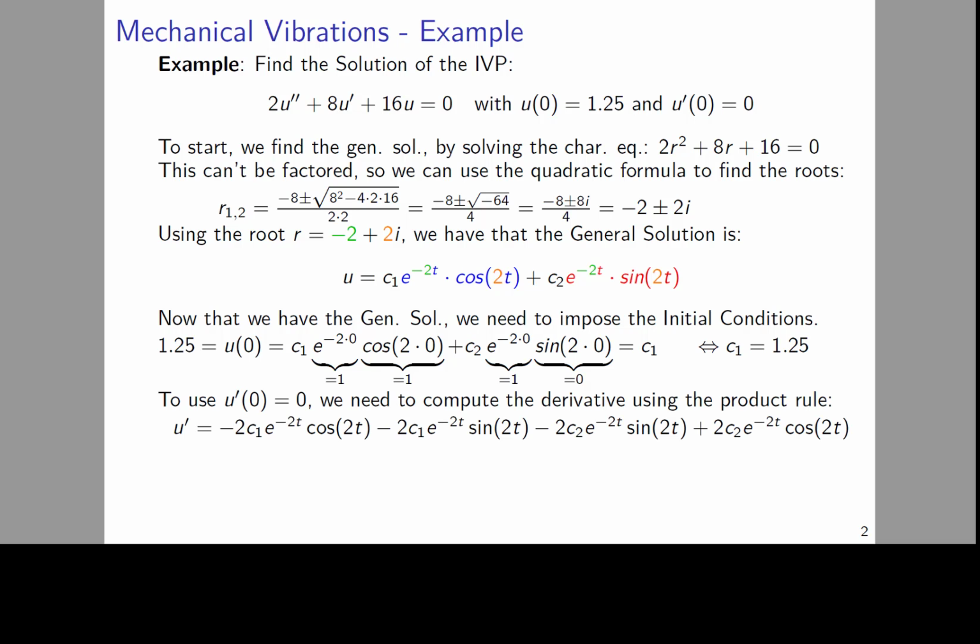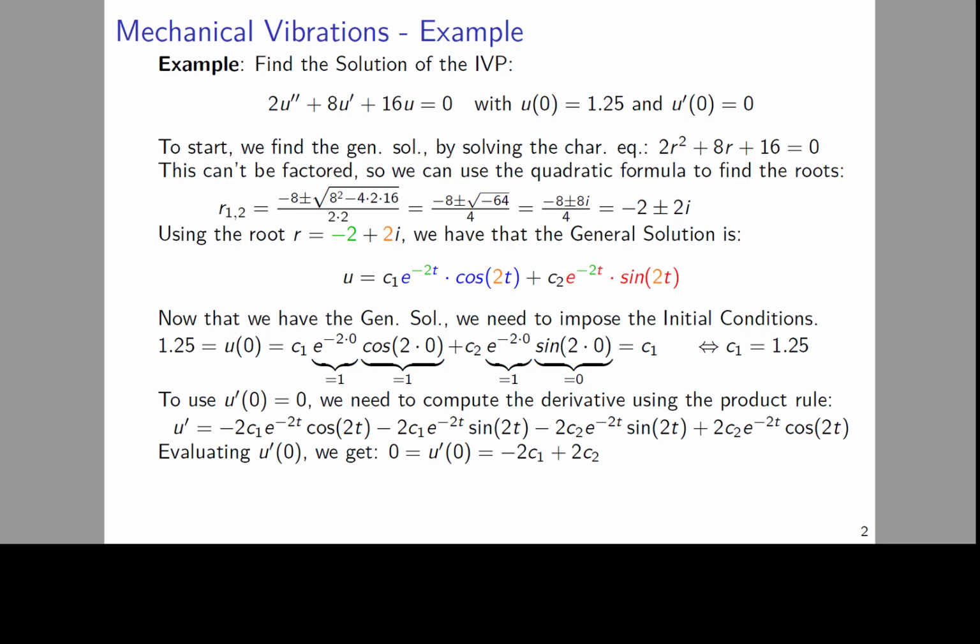To use our other initial condition, u prime of 0 equals 0, we need to compute the derivative using the product rule. Computing u prime, we get negative 2c1 times e to the negative 2t times cosine 2t minus 2c1 e to the negative 2t times sine 2t by taking the derivative of the first term, minus 2c2 e to the negative 2t sine 2t plus 2c2 e to the negative 2t cosine 2t by taking the derivative using the product rule of the second term.